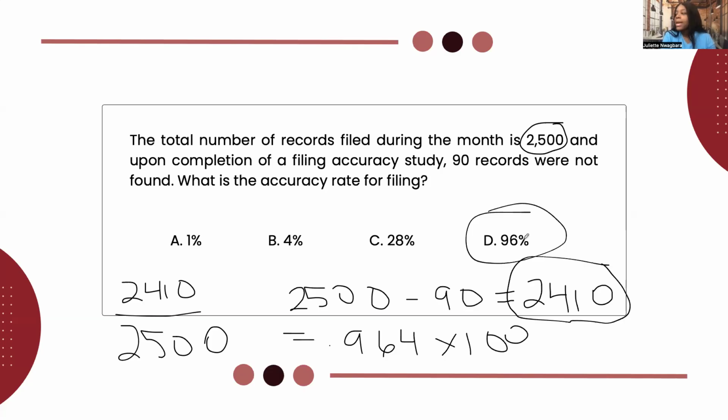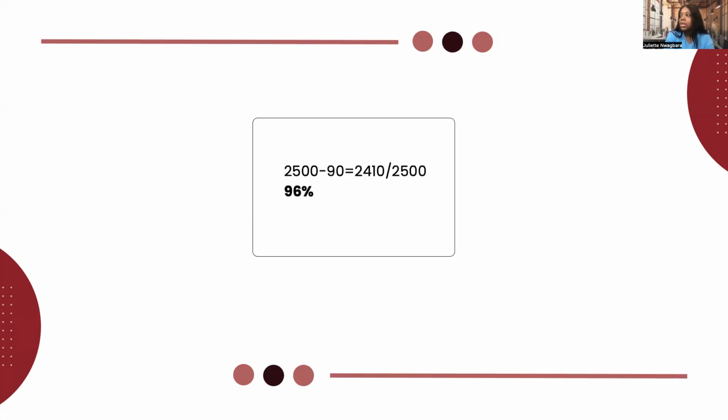And just to play devil's advocate here, if you were taking your exam and you did not think to do all of this, and you just put 90 over 2,500, the answer that you would have got was B, which is not the right answer, but they put that in there for those that may have done the math incorrectly. So if you don't focus and do it properly, you will still find an answer and you think you're right when you're not right. So read the questions carefully once again. Okay, so that is the answer, 96% right there.